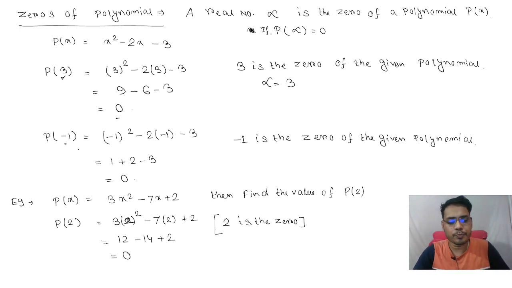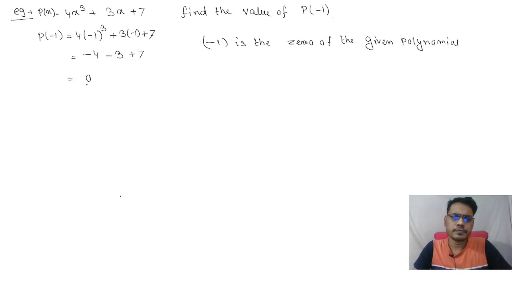Now if you put the value of x as minus 1, you will also get the entire value of the polynomial as 0. In which value is it 0? The value of alpha is minus 1. That means minus 1 is the 0 of this given polynomial. Then I'm taking the example 4x cube plus 3x plus 7, and finding the value of p of minus 1. If we put x is minus 1, the entire value becomes 0. That means minus 1 will be the 0 of the given polynomial.